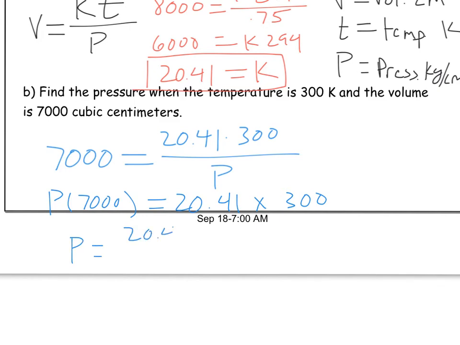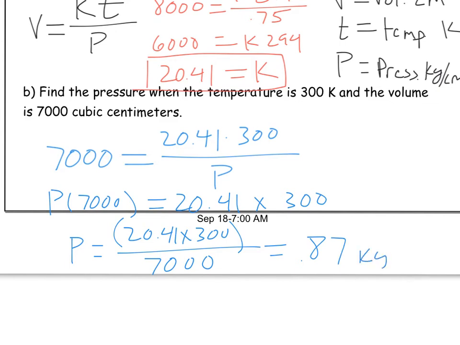I could hold off and just go to my calculator at once and do 20.41 times 300, make sure that's in parentheses, because then I want to divide by 7,000. And we get like 0.87 kilograms per centimeter squared. And there you have it. Okay.